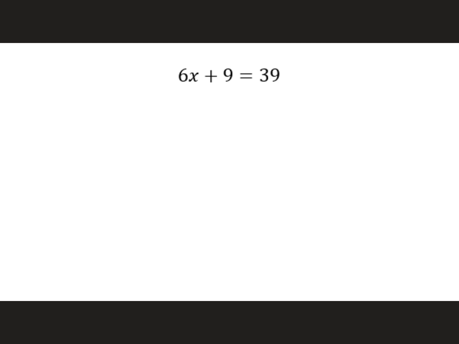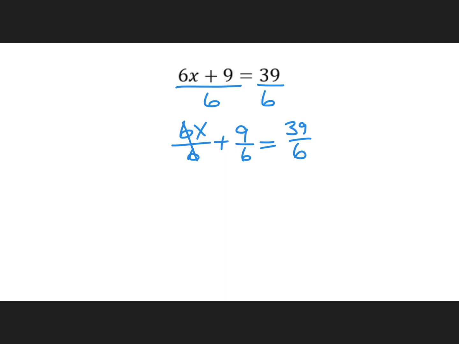So which one should we get rid of first? Well, let's just try the 6 for a minute. The 6 is multiplying. How do you get rid of multiplying? Dividing. But here's the deal. I would have to divide both sides by 6. And already you can see 39 divided by 6 is not going to be pretty. And then, kind of like the distributive property, this would become 6x over 6 plus 9 over 6 equals 39 over 6.